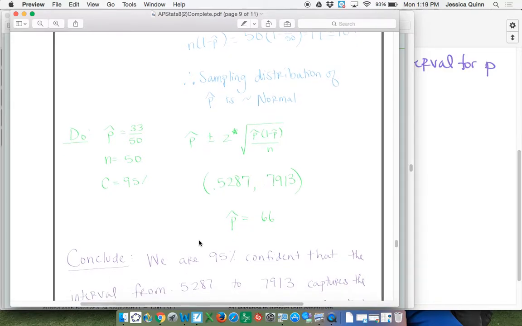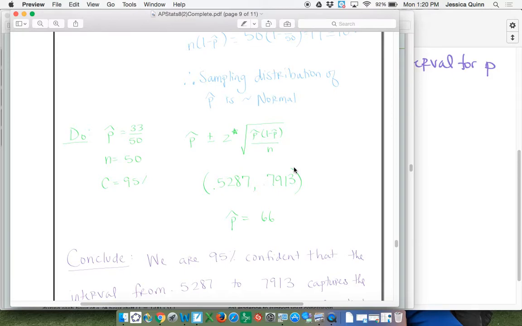I highly, highly recommend that you don't just plug stuff into your calculator. There are many problems where they will ask you things where you need to understand where your margin of error is coming from. And so if you just go through and do all of this, then you are covered and you don't have to worry about it.